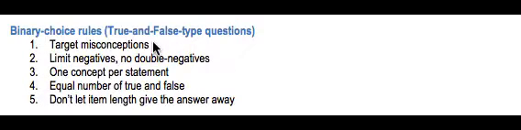Rule number 1, targeting misconceptions. It's not the greatest rule, actually. It's just the idea that if you're going to use true and false, the big problem with true and false is that you have this 50% guessing factor, and that's not great. So you want to slant things in favor of: if you don't know, you're probably going to get it wrong, because the common knowledge says the wrong answer.